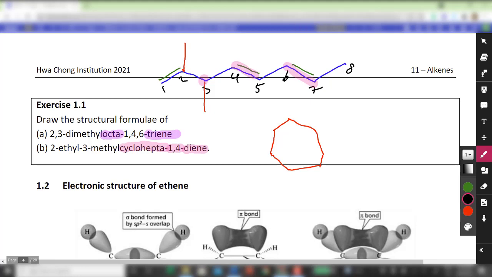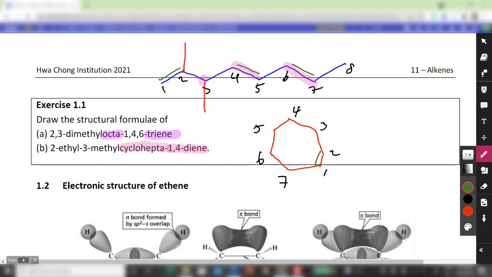Okay, so I'm going to start from here. So 1, 2, 3, 4, 5, 6, 7. Okay, and then I'm going to indicate the presence of the double bond. So that's between carbon 1 and 2. Okay, and then carbon 4 and 5.